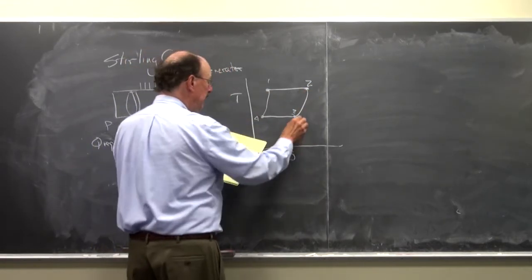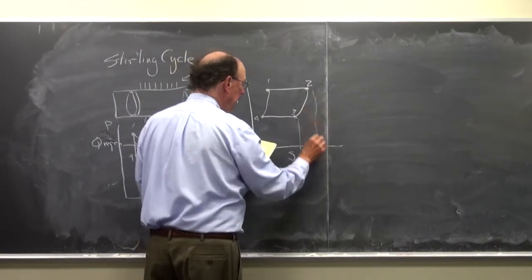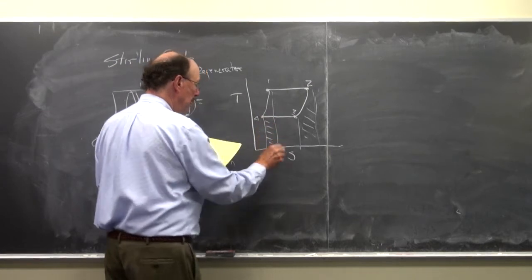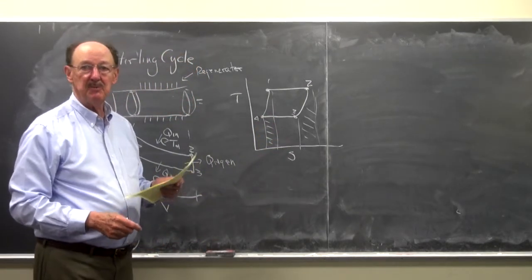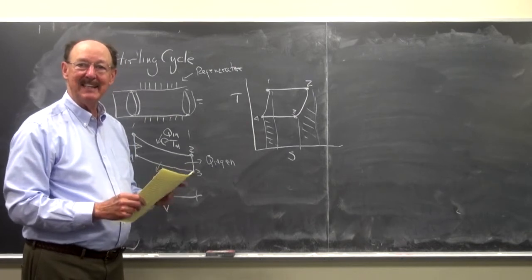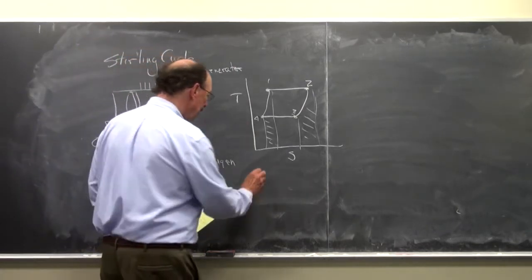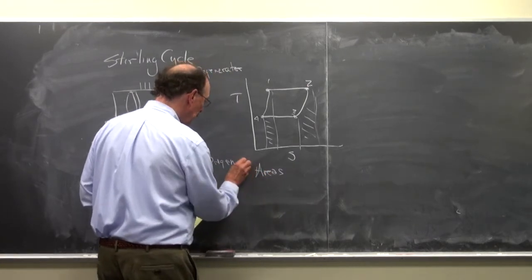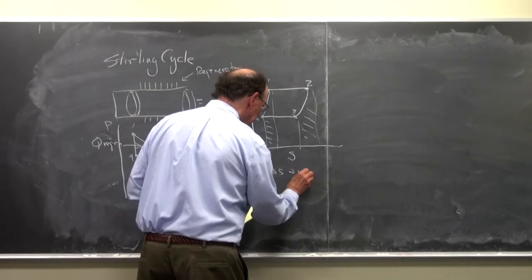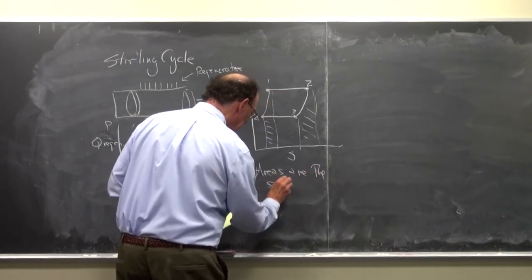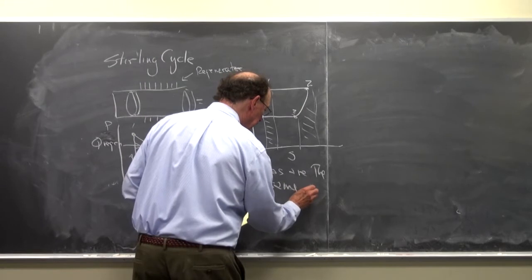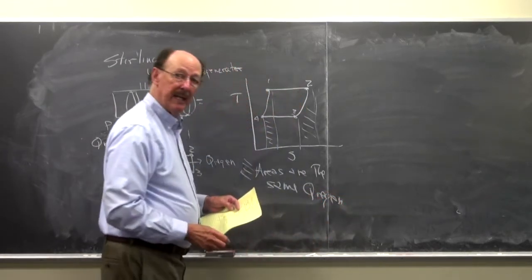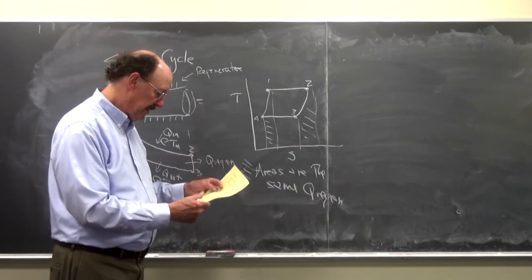And basically, this area here and this area here are supposed to be the same, so you can see the accuracy of my sketching in that they don't quite look the same, but the crossed areas are the same. And this is my Q regen. And remember that on a TS diagram, the heat's the area under the curve.